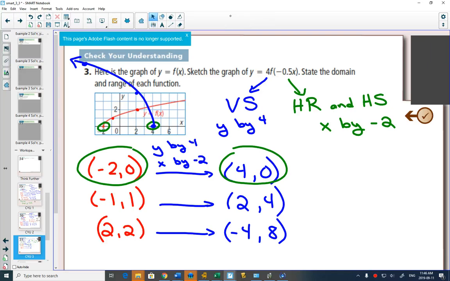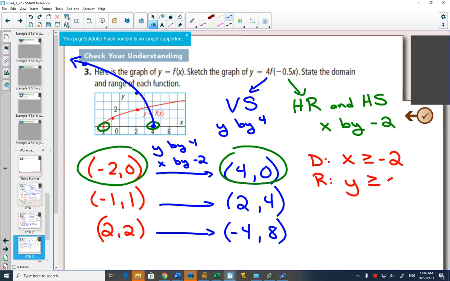State the domain and range of each function. For our first graph, the domain is the x values bigger than -2. I'll use the set notation this time. X is bigger than or equal to -2. And our range are the y values. Y is bigger than or equal to 0.